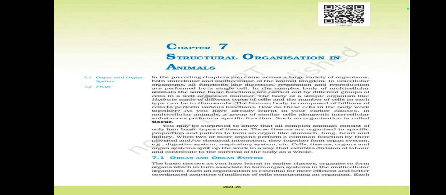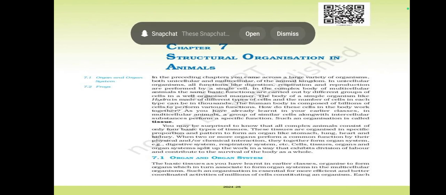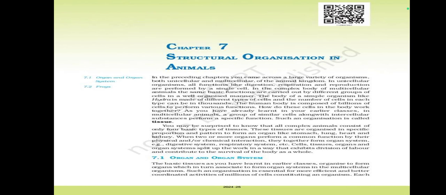Cells, tissues, organs, and organ systems split up the work in a way that exhibits division of labor and contribute to the survival of the body as a whole. Organ and organ system: the basic tissues, as you have learned in the earlier classes, organize to form organs, which in turn associate to form organ systems in the multicellular organisms. Such organization is essential for more efficient and better coordinated activities of millions of cells constituting an organism.